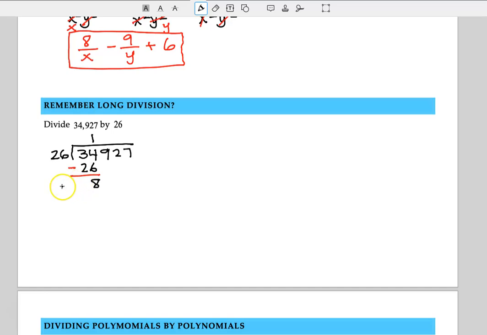Okay, and then the next thing that we do is we bring down that next number. Don't bring down all of the digits. I've seen students try and do that, and it just makes it really confusing. So just bring it down one number at a time. So when we bring this 9 down, we have 89 now, and then we start the process over again.